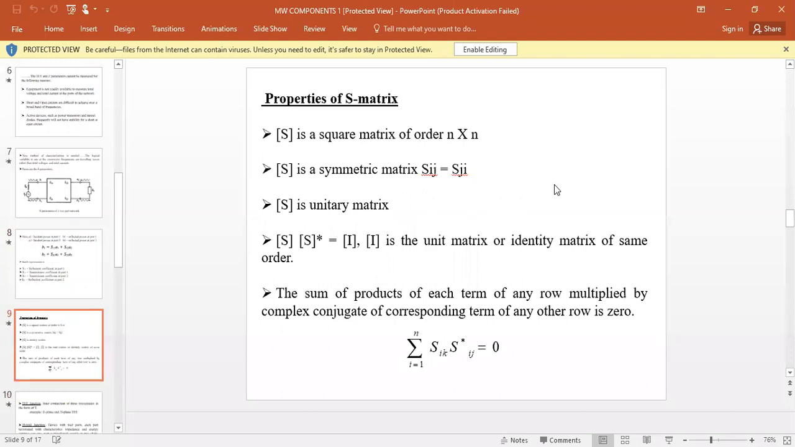So the properties, we already discussed: square matrix, symmetric matrix, unitary matrix, and sum of the products the same. So K is not equal to J.